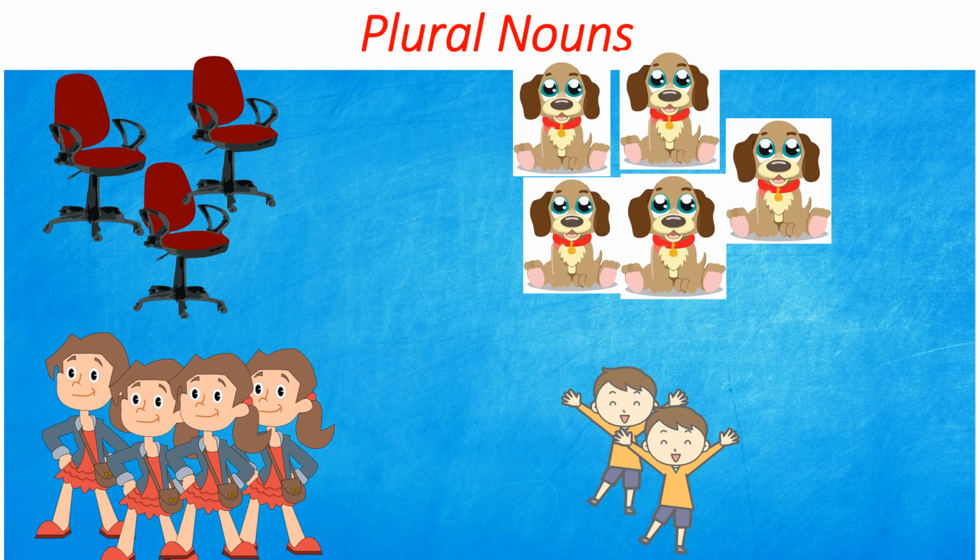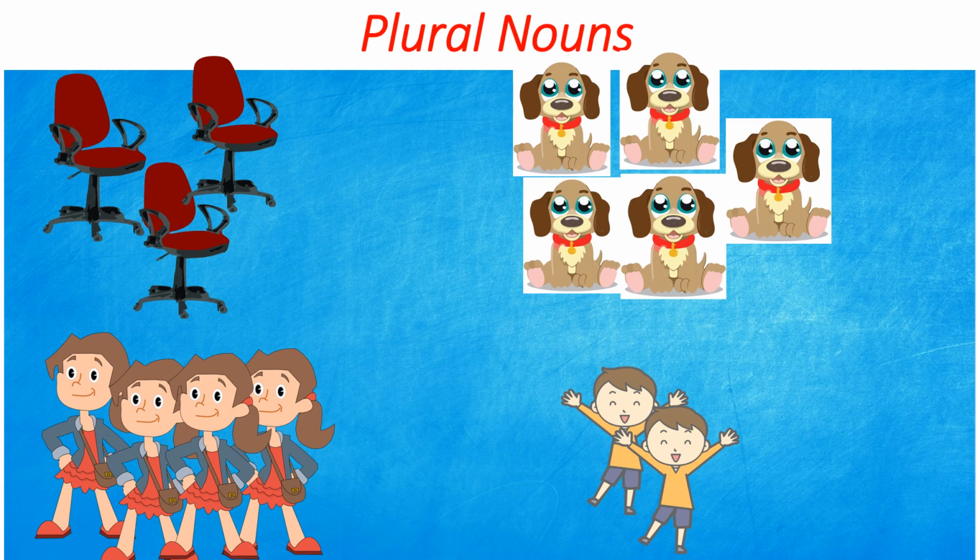So here we don't have one person or thing or animal. We have more than one. It can be two, it can be three, it can be four, it can be five, it can be 100 and it can be 1,000. Anything more than one is known as a plural noun.